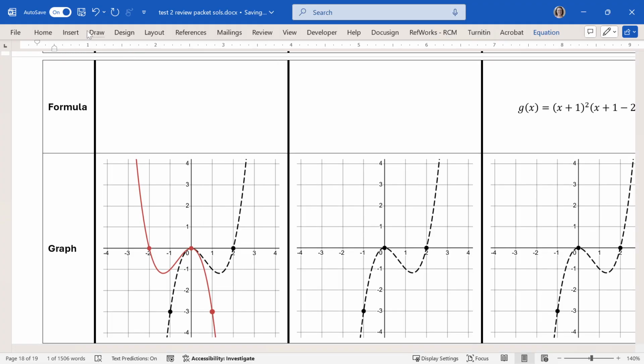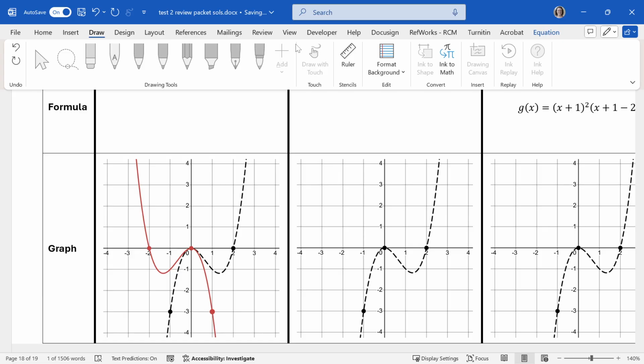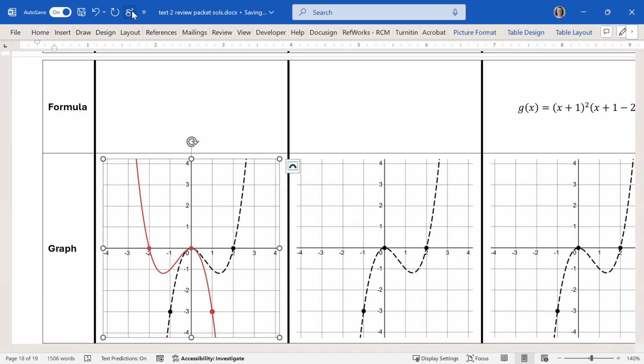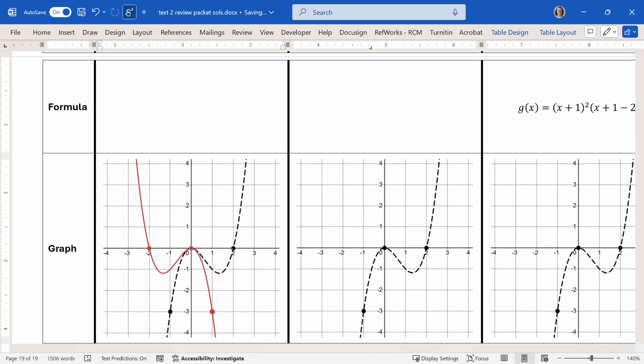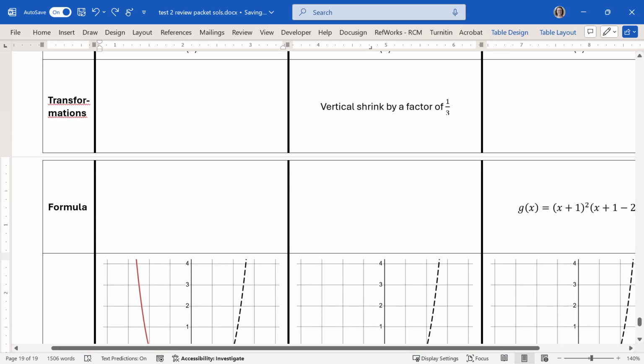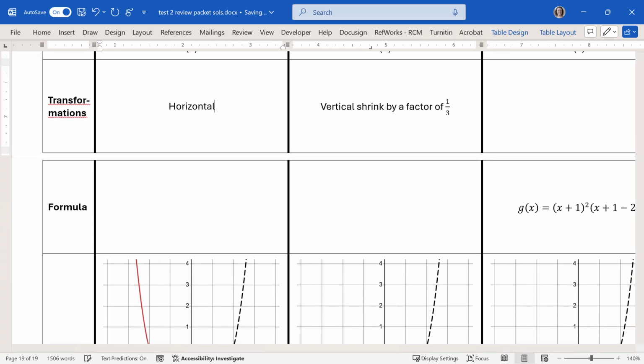Okay, so I see our reference points here. What has happened to them? The black point that was here got moved over here, and this point stayed in the same place, and then this black point got moved over here. So I think this is a horizontal reflection, or in other words, a left to right reflection, a reflection over the y-axis.